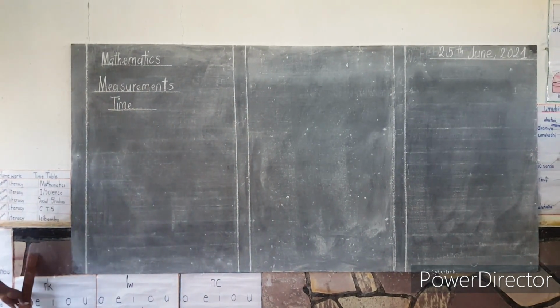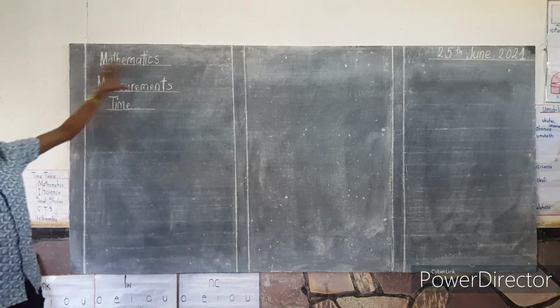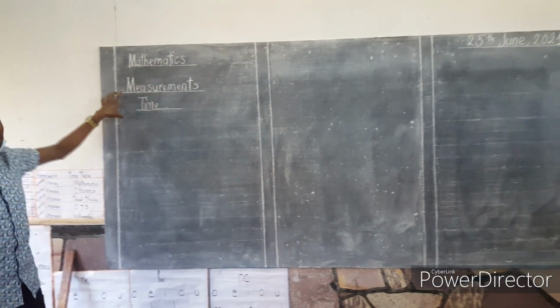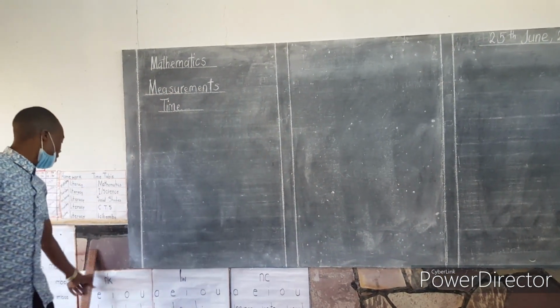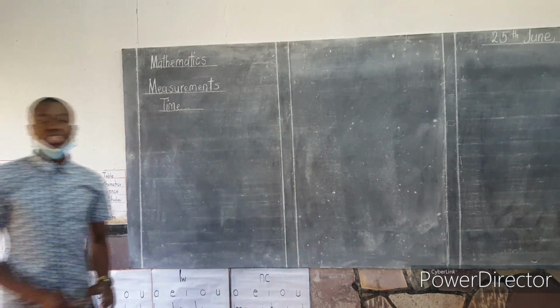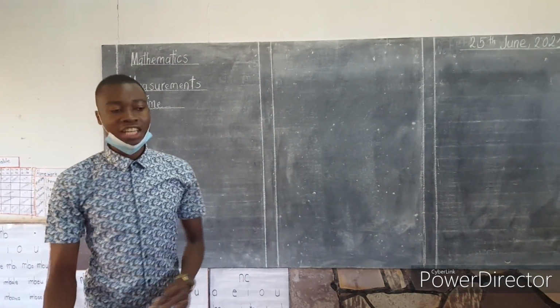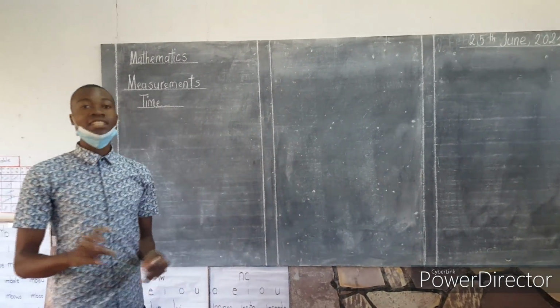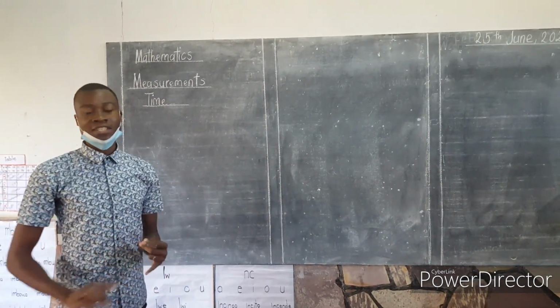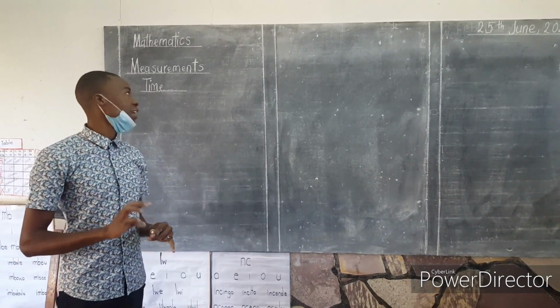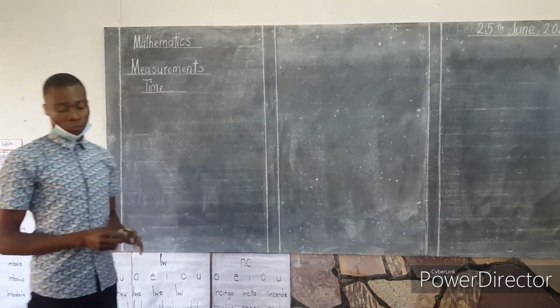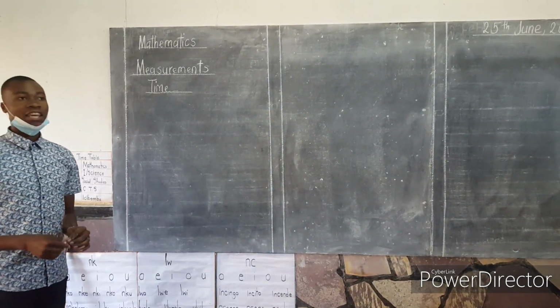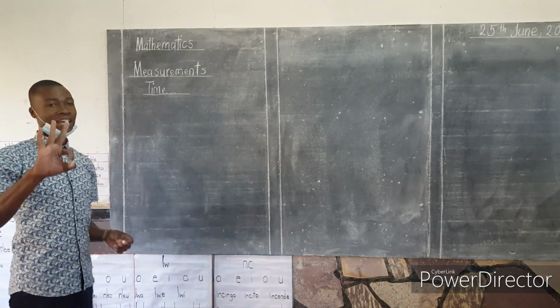Okay, so we are still looking at measurements now. Under measurements, we are going to look at time. Now, how do we tell time in the morning and in the afternoon? For this lesson, we are just going to look at telling time in hours in the morning as well as in the afternoon. Now, when you're looking at a clock, there are 3 hands.